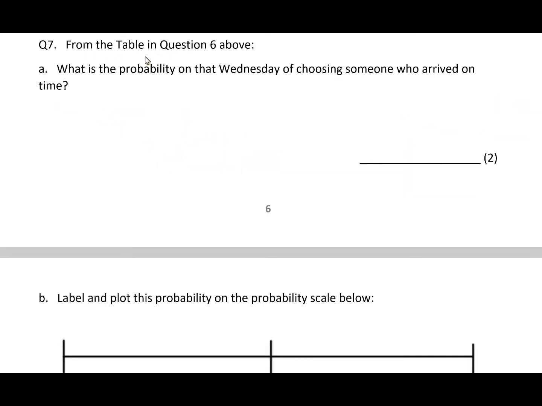Question 7 says, from the table in question 6 above, what is the probability on that Wednesday of choosing somebody who arrived on time? So there were 4 students who arrived on time. They had the 0 time for being late out of the 7 possible. So all you need to do on the answer line is 4 out of 7, because probability is what do we want? Well, there are 4 students that we want that were on time, and the total number of students was 7. So 4 over 7 gets you the 2 marks.